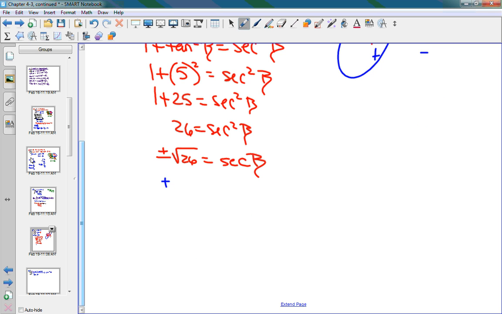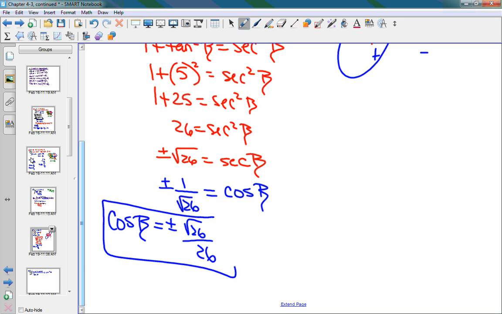So you're telling me that this is going to be plus or minus 1 over the cotangent over square root of 26 is equal to my cosine. That's what you just told me, right? That cosine is the reciprocal of secant. How do I know if it's positive or negative? Well, in quadrant 1, my cosine is positive. In quadrant 3, my cosine is negative. So could it be both outcomes? Yes. Which means all I have to do here is rationalize this to give me plus or minus the square root of 26 over 26. So there is my cosine of beta.